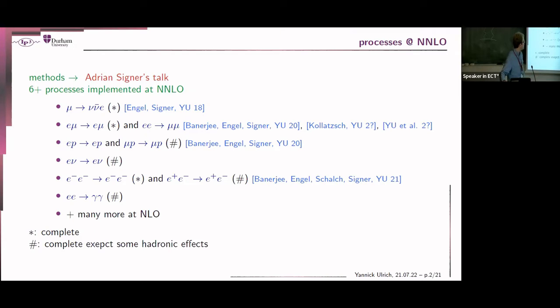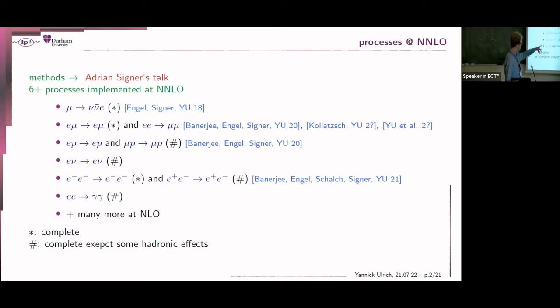Then we have e-p and mu-p scattering, only the electronic contributions at present, or I suppose with a point-like proton. We have e-nu scattering. That was originally just a test, and then it turned out people are interested, so it now becomes more than a test. We have Bhabha and Møller scattering, so e+e- and e-e-. And we have e+e- to gamma gamma.